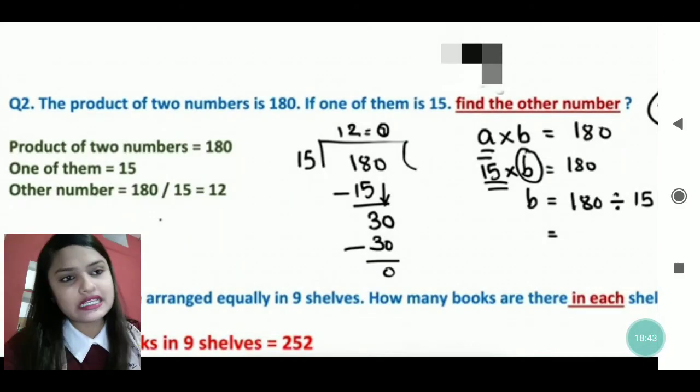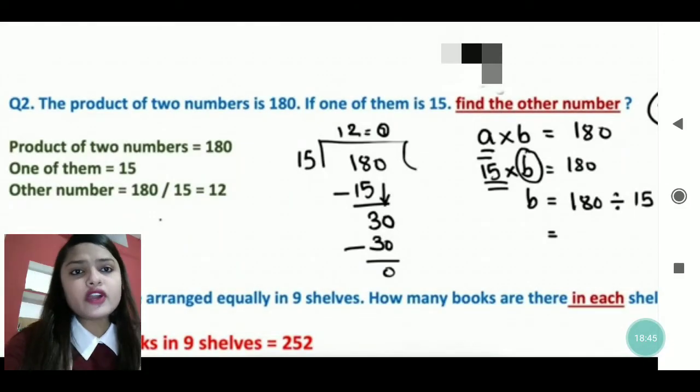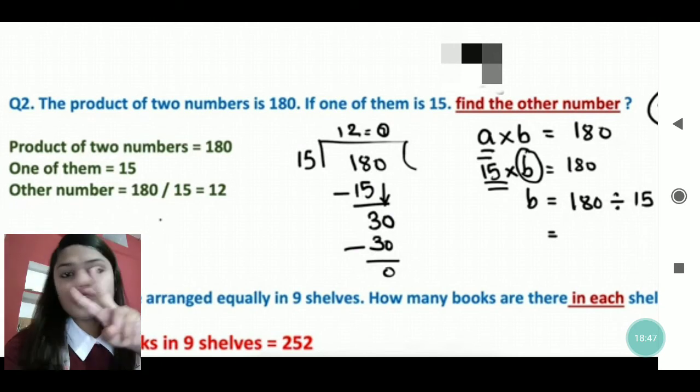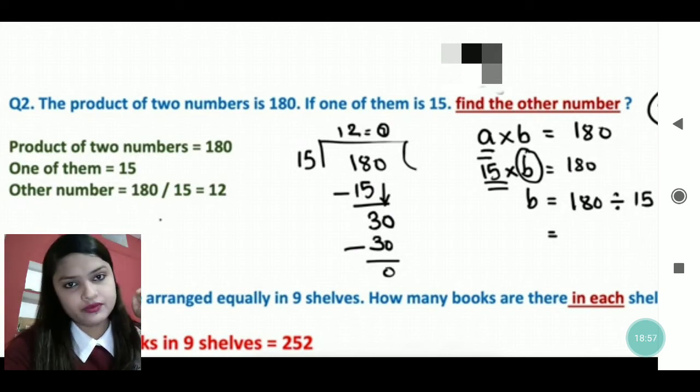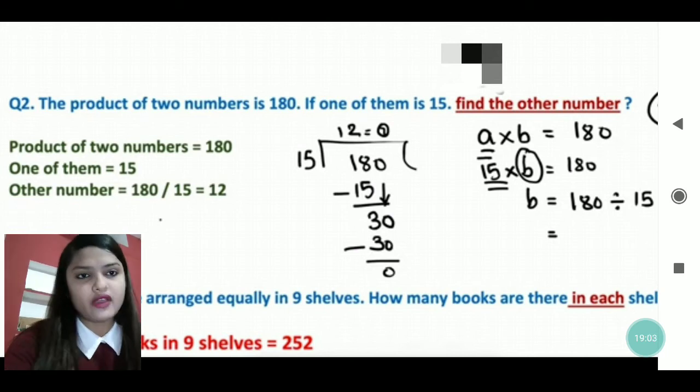Just see, students, the next question. The product of two numbers is this much. Means two numbers' product is given, the answer is given. If one of the numbers is 15, find the other number. So what will you do in this? Just see, the product of two numbers is 180. One number is 15, the other number you have to find.